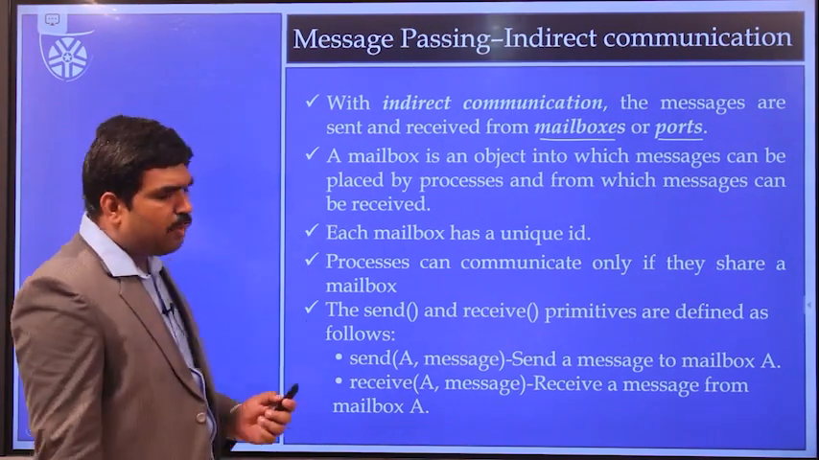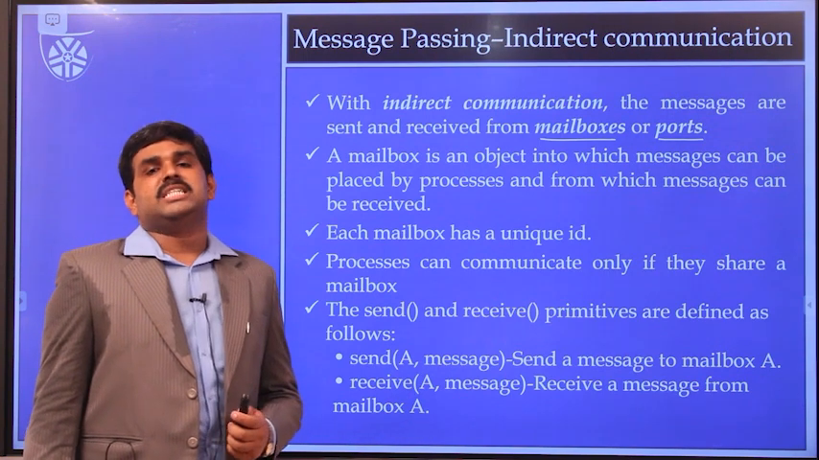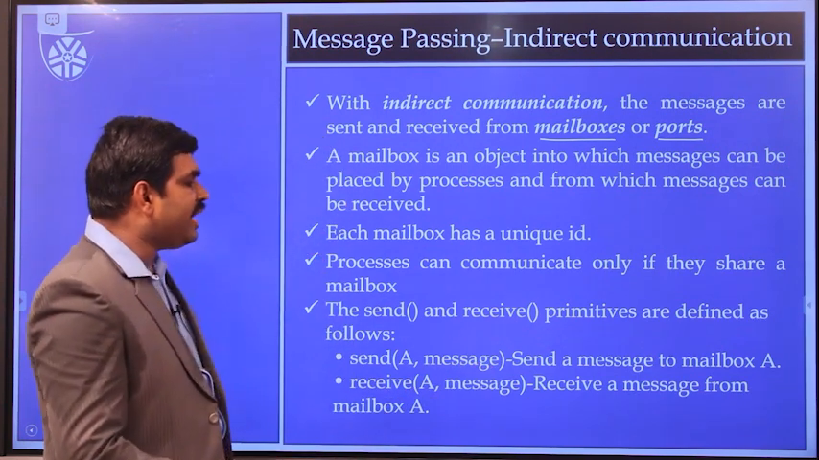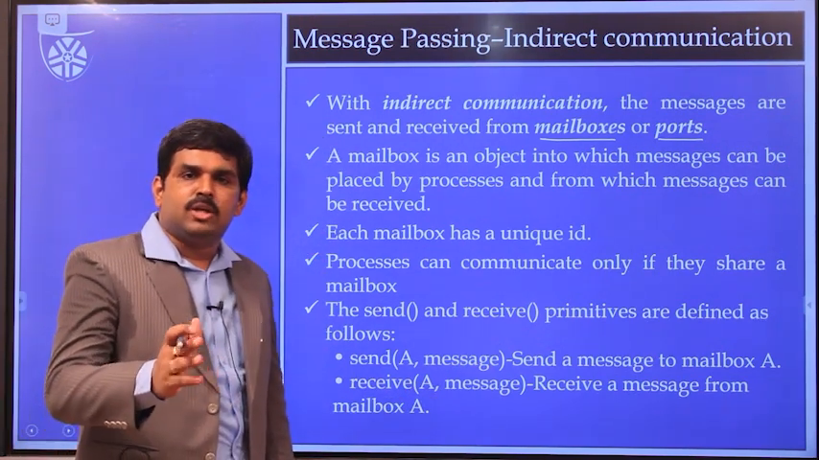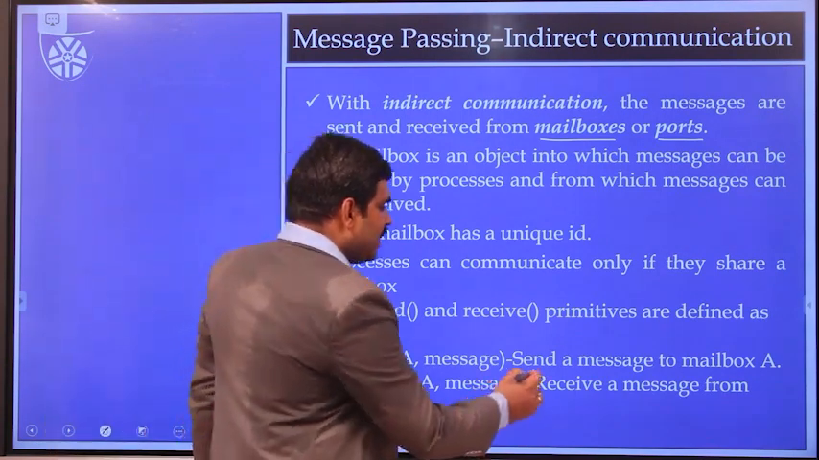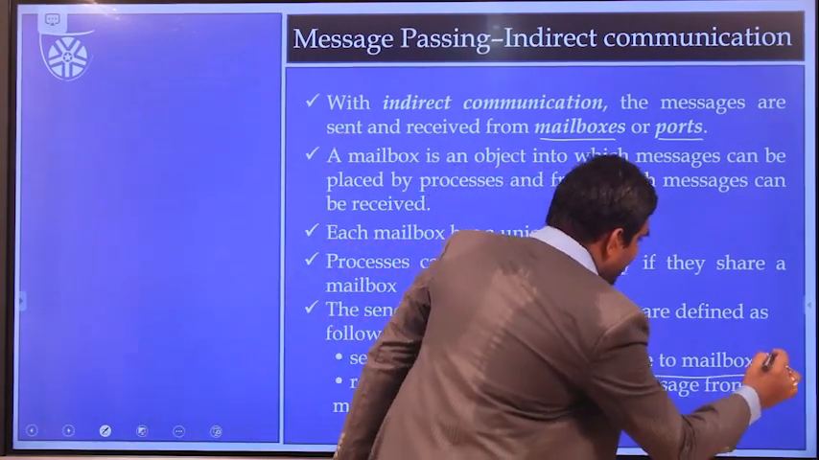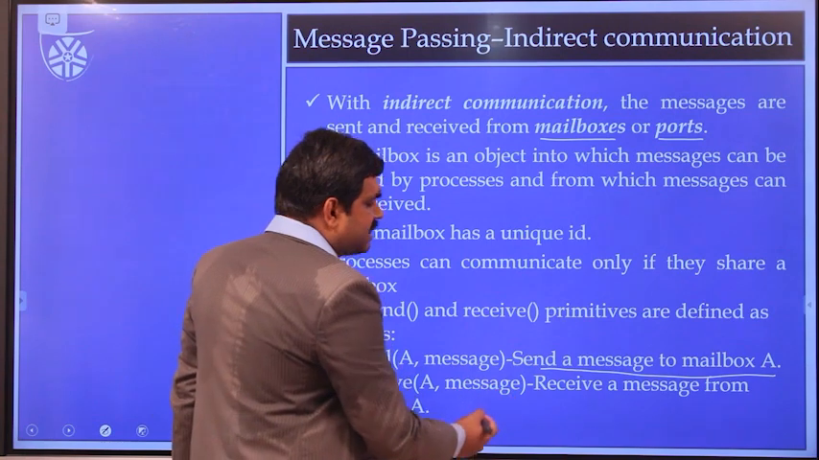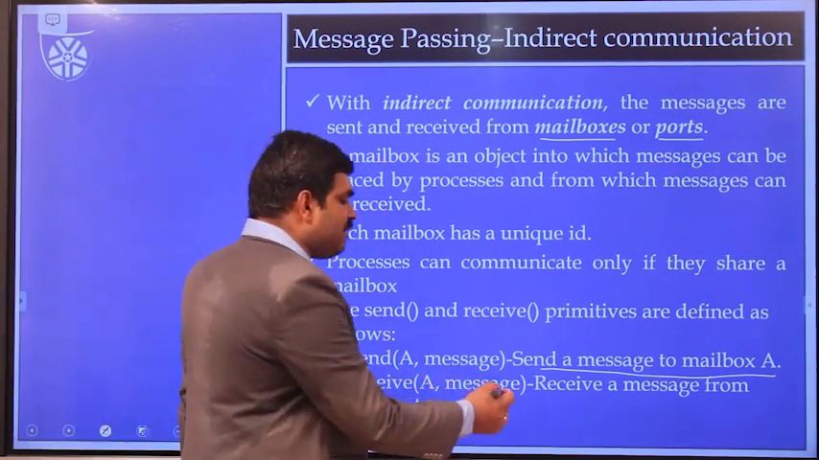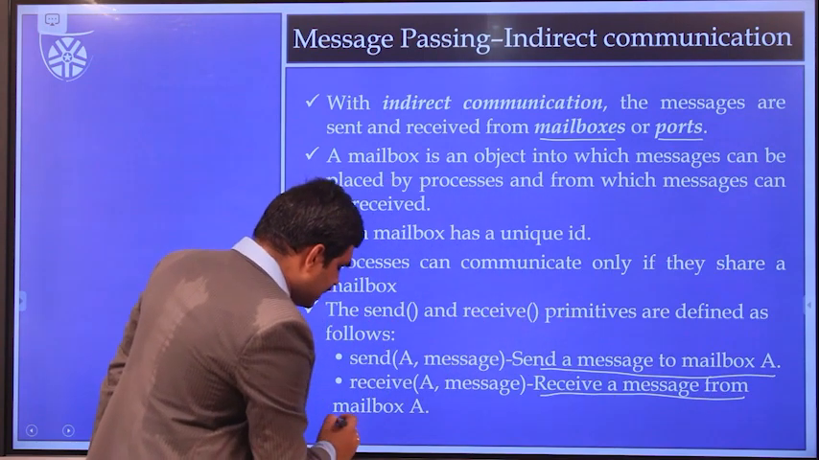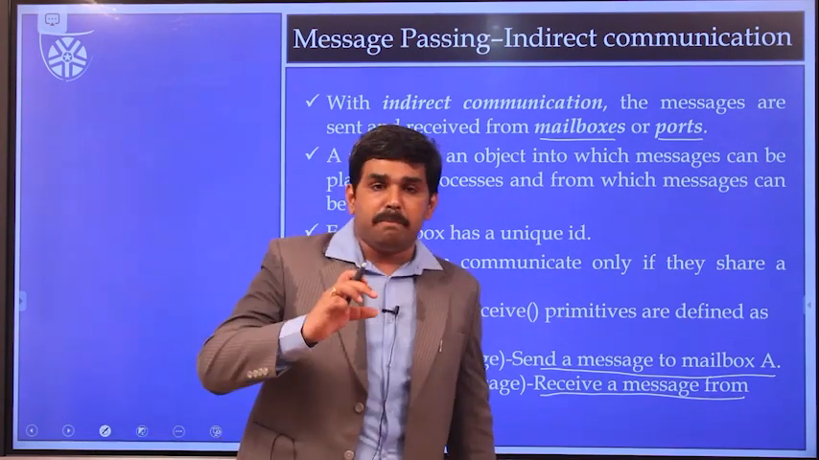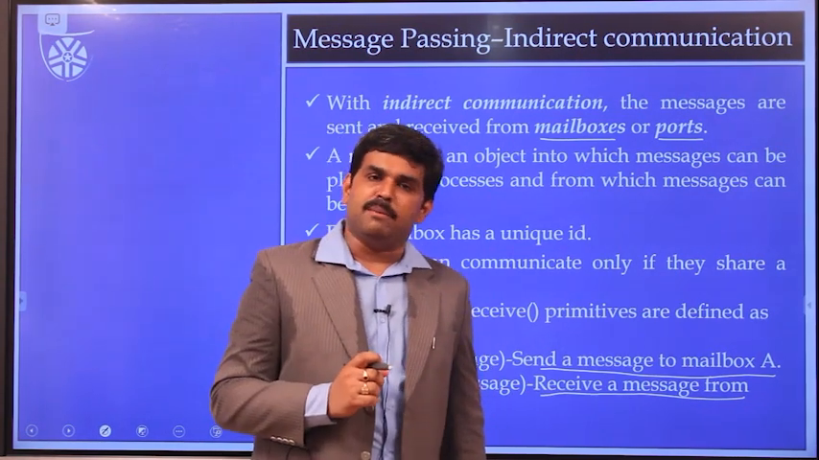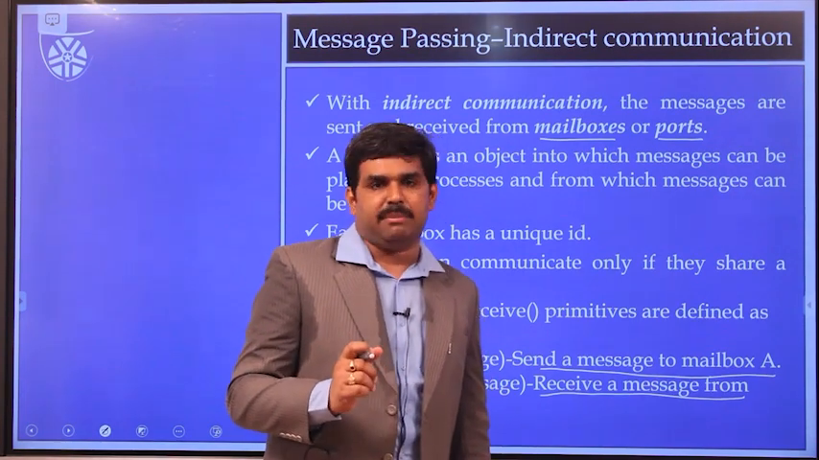Send and receive are the two primitives meant for implementing indirect communication between two processes. Send(A, message): what is the meaning of send(A, message)? Send a message to mailbox A. This mailbox A is managed by some other process, right? Receive(A, message): what is the meaning of receive(A, message)? Receive a message from mailbox A. Likewise, we need to mention the name of the mailbox in our communication. Every mailbox will have a unique name. Okay.